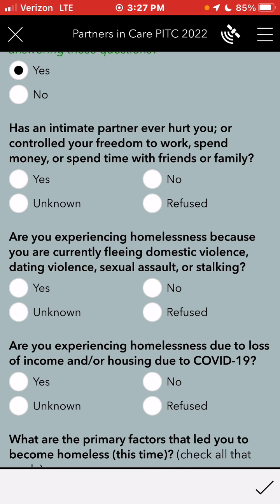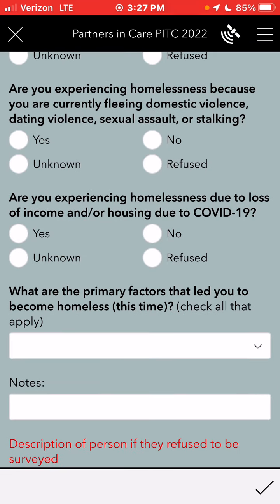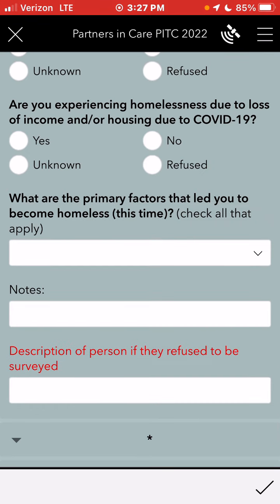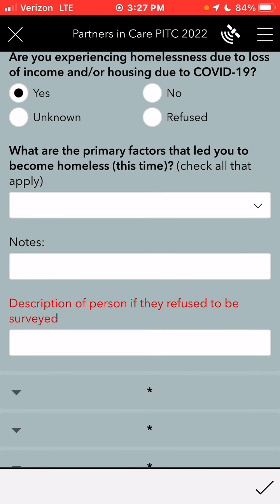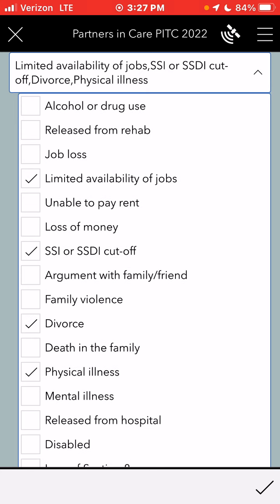Has an intimate partner ever hurt you or controlled your freedom to work, spend money, or spend time with family or friends? Yes. Are you experiencing homelessness because you are currently fleeing domestic violence, dating violence, sexual assault, or stalking? Are you experiencing homelessness due to loss of income and or housing due to COVID-19? Now we're at the last question for the adult and it reads, what are the primary factors that led you to become homeless this time? Check all that apply. Remember, you can check as many as you need to.